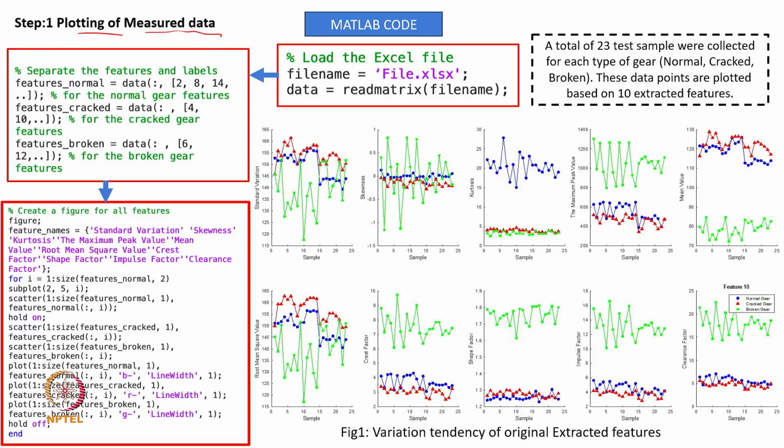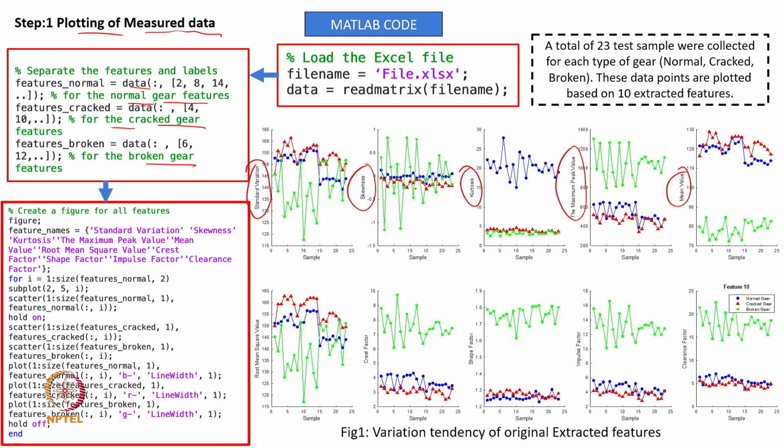So, you can see that in these 10 plots, there are 10 features. Feature 1 is the standard deviation, then skewness, kurtosis value, maximum peak value, mean value, and everything has been written in the MATLAB code. And then we can see that this data is for the normal gear feature, for the cracked feature, or broken gear tooth.